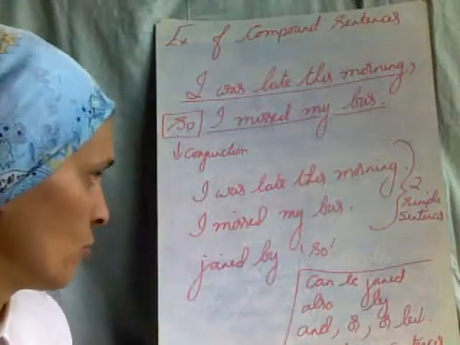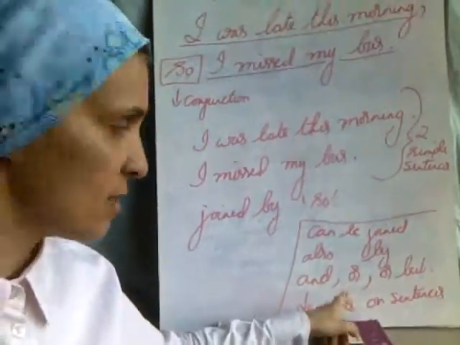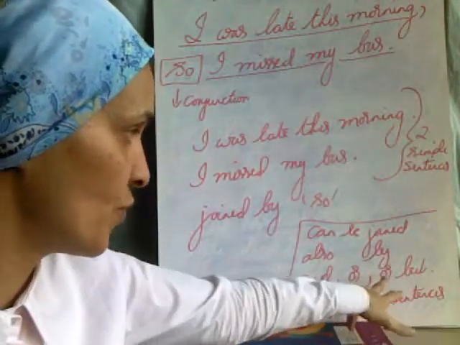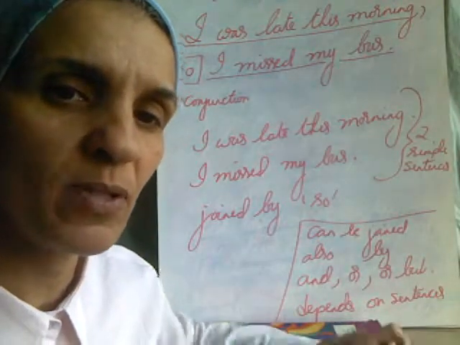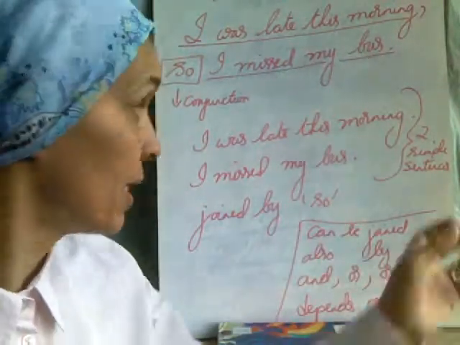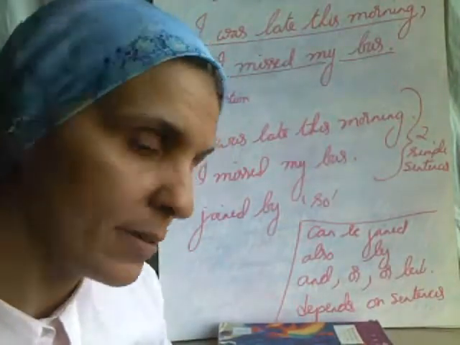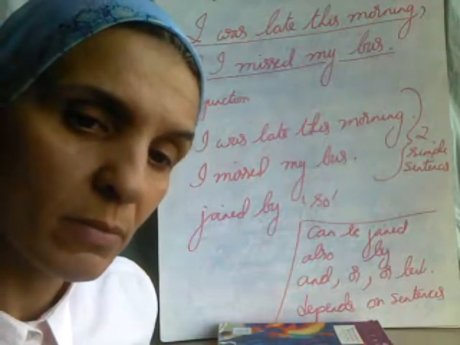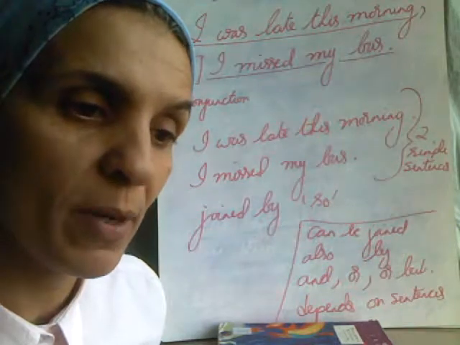the conjunction so. And another reminder here that they can be joined also with other conjunctions: and, or, but, and it depends on what you want to say in the sentence. It depends on the meaning you want to get across. Like I said, you can join the sentences by using the conjunction and. I was late this morning and I missed my bus. That would still be a compound sentence too.